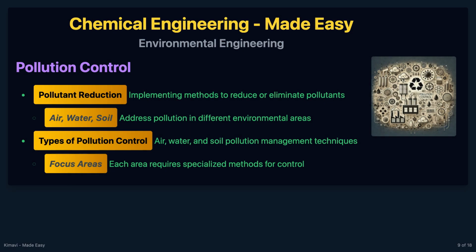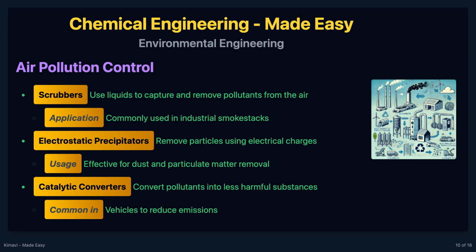Pollution control involves measures to reduce or eliminate the release of pollutants into the environment, including air, water, and soil pollution control. Air pollution control methods include scrubbers, which use liquid to wash unwanted pollutants from a gas stream, electrostatic precipitators, which remove particles using electrical charges, and catalytic converters, which reduce harmful emissions from vehicles by converting pollutants into less harmful substances.